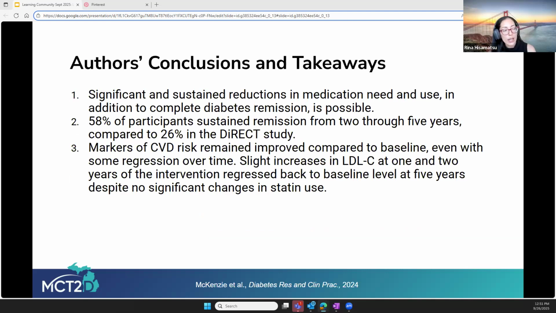And these are some of the main authors' conclusions and takeaways. They concluded that there was significant and sustained reductions in medication need and use, in addition to complete diabetes remission. This is possible with the VLCD intervention. 58% of the participants sustained diabetes remission from 2 through the 5 years, compared to other large randomized trials like the DIRECT trial, which was at 26%.